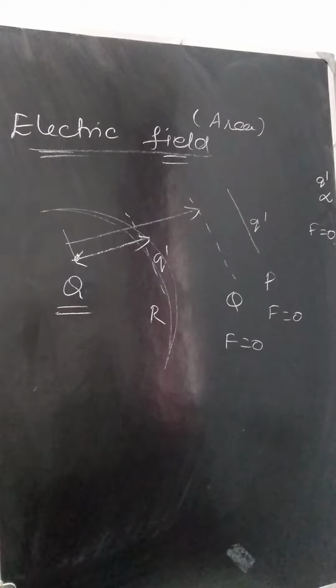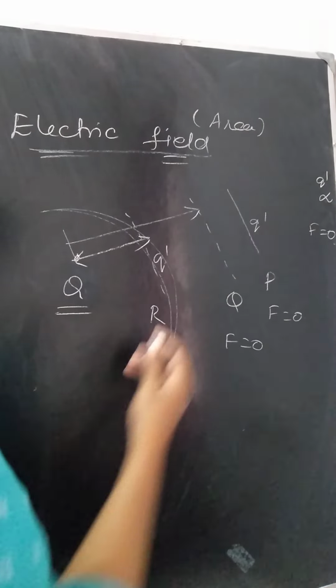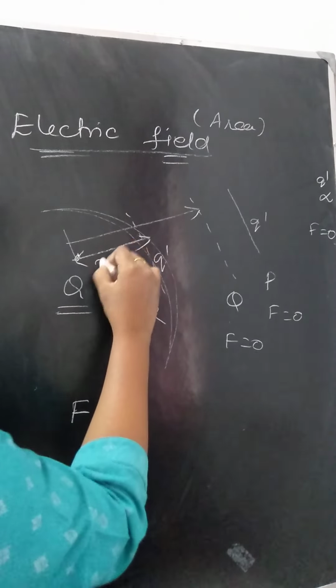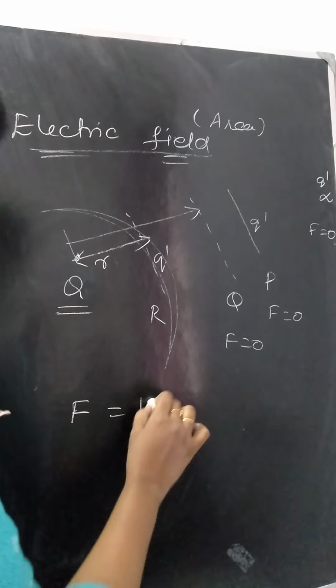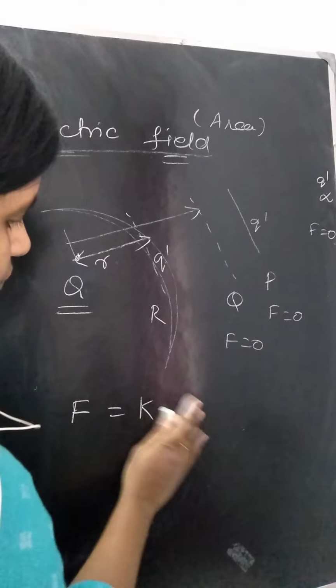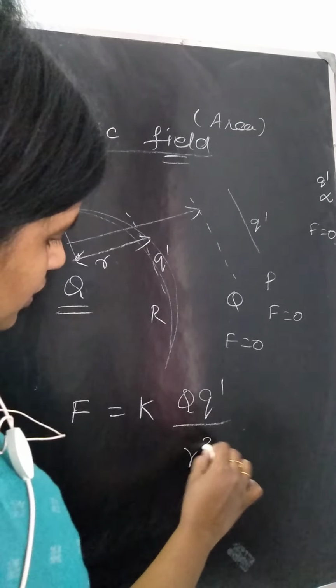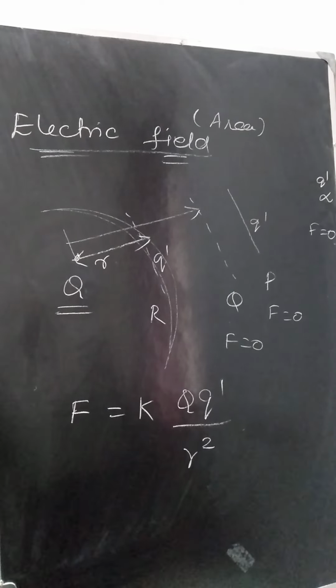So what is the force? If I am keeping the test charge and bringing the test charge, what is the force it experiences at this point? This is the distance, F equals K into capital Q into test charge Q dash divided by R square. Shall I write like that?